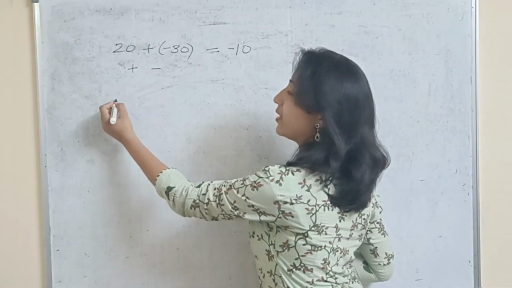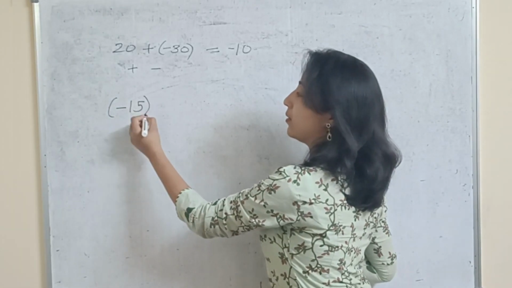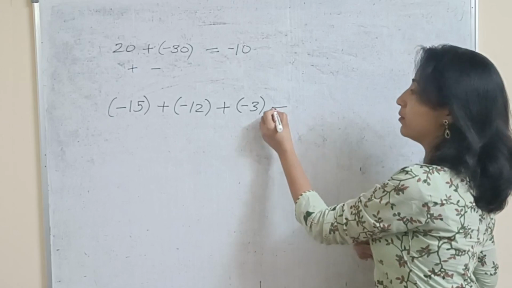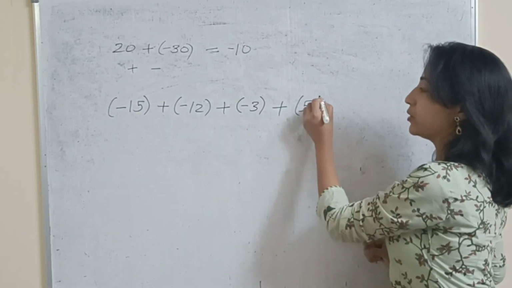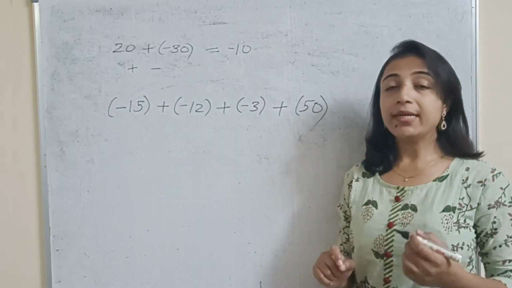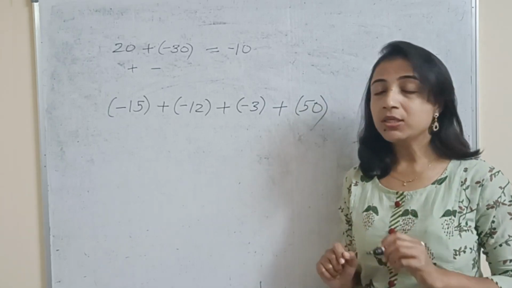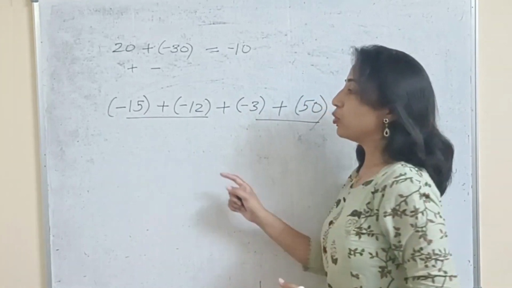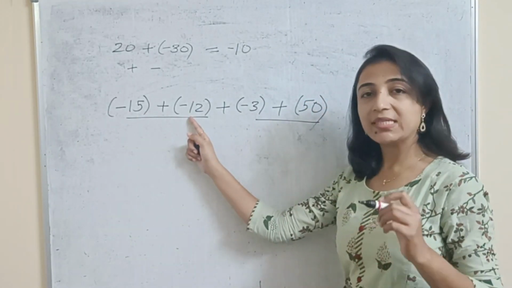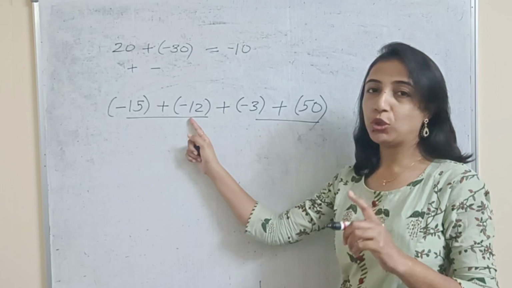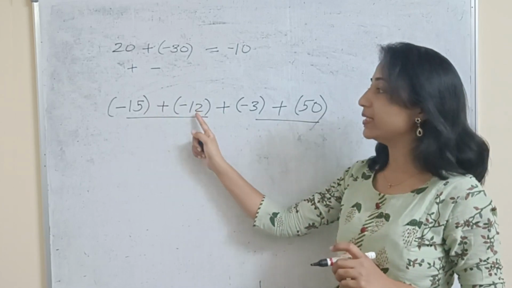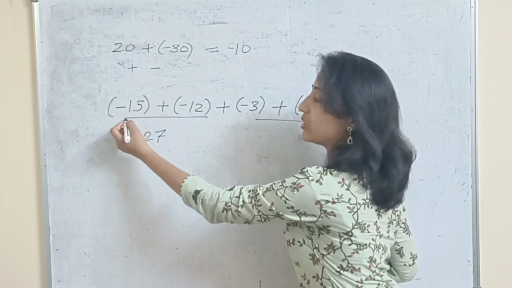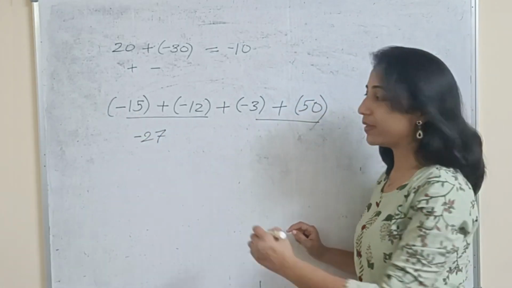Let's suppose we are given the numbers minus 15, minus 12, minus 3, plus 50. How to solve this question? Here we have to make pairs of the numbers. Let me solve the first pair. Both numbers have the same sign, minus minus. If the sign is the same, we do their addition. So 15 plus 12 is 27, and the sign is negative, so we write minus 27.